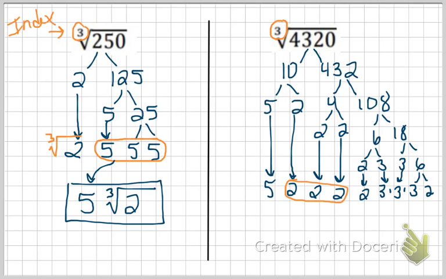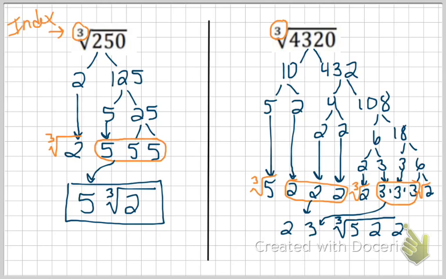So here we have a group, there's a group, there's 2 2s, but I need a third 2 to make it into a group. So that stays inside, that stays inside, and that stays inside. So in our final answer, we're going to put the 2 only once outside, the 3 only once outside. We're going to need the radical with the index of 3. 5 goes inside, 2 goes inside, and this other 2 also goes inside.